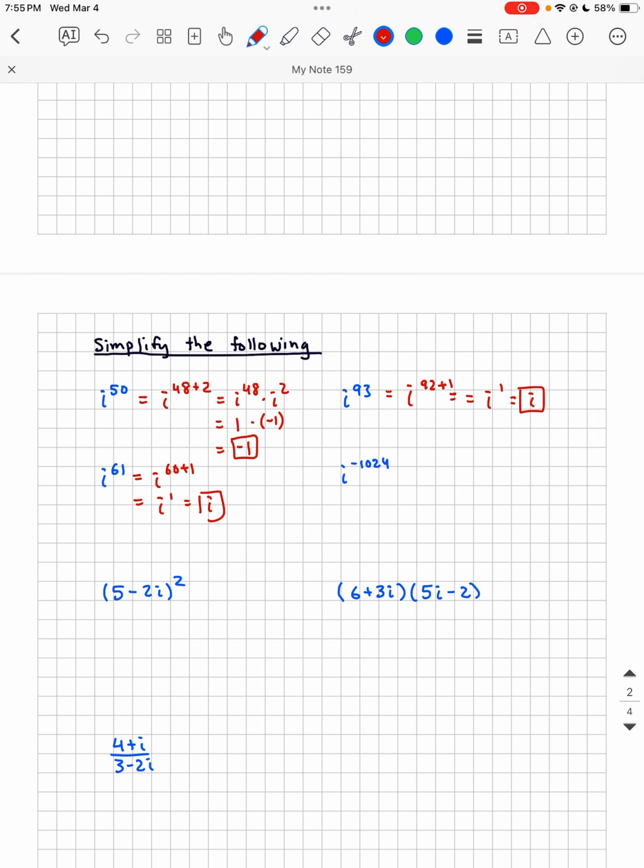Now, if your exponent is negative, you're just going to repeat the same process. You don't actually have to worry about changing this to 1 over I to the 124. The way you look at it is, every multiple of 4 is going to give you the same thing. So if I want to get rid of the negative, I'm going to add something that is a multiple of 4 because that should give me the same result. Fortunately, 1024 is a multiple of 4. So if I add 1024 to the exponent like this, that should then give me the same answer.